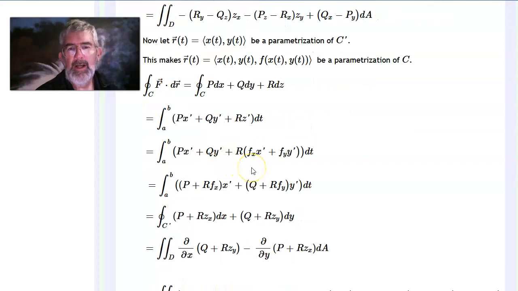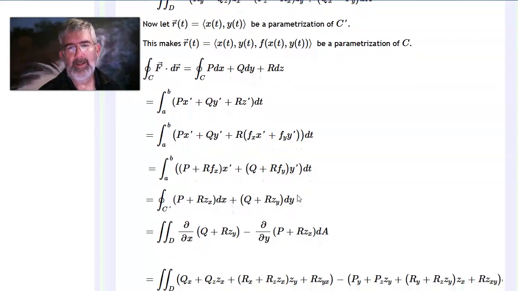Okay, so now I'm going to essentially just distribute this r through here and then recombine things. The two things that have x primes get together and the two things that have y primes get together. So there's a p and an r times f sub x, that's times x prime, and there's a q and an r times f sub y times y prime. And that's all, of course, integrated dt. At some point when I switch to t's, I just put in the a and b. That's to get me going all the way around the curve, right?